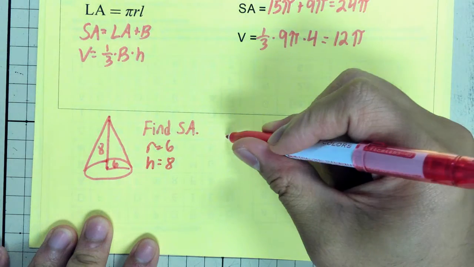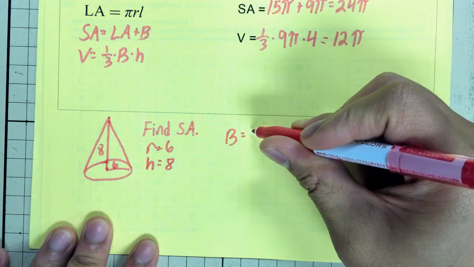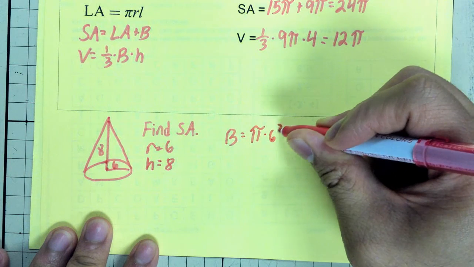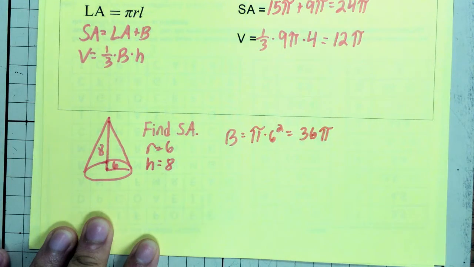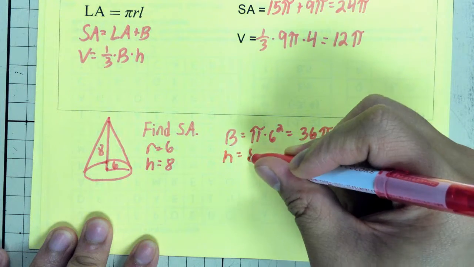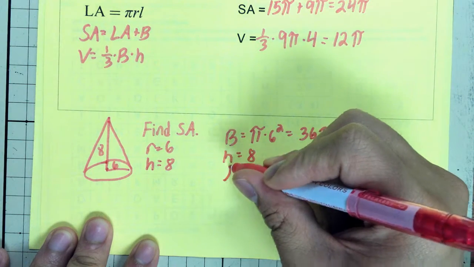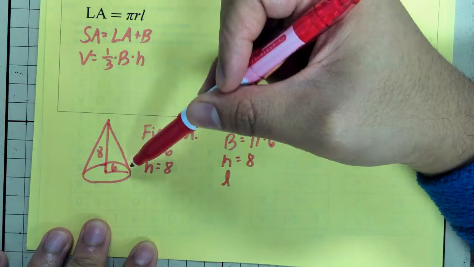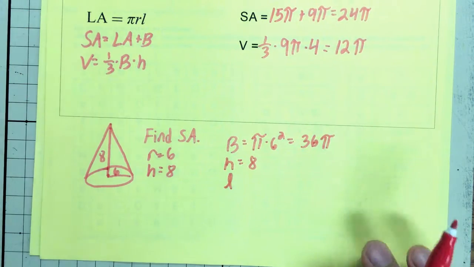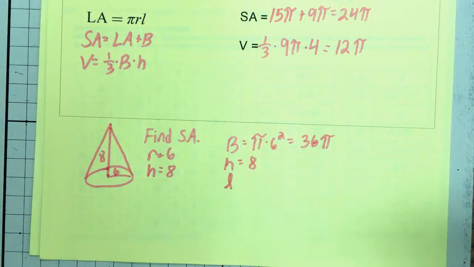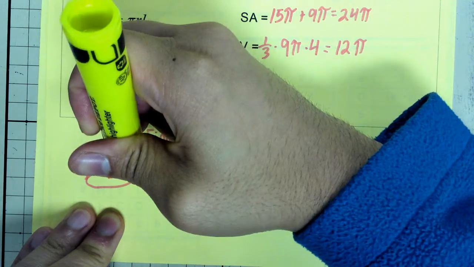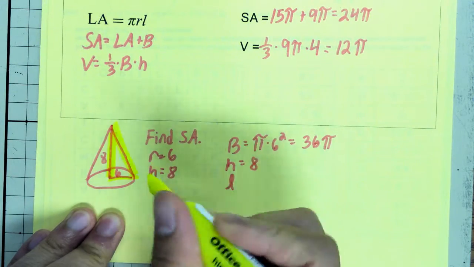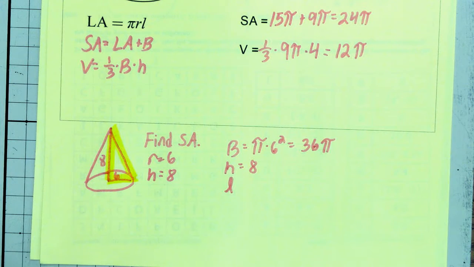So let's start with area of the base. Area of the base is still pi r squared, so pi times 6 squared gets me 36 pi. We know height equals 8, we'll still use that. What about slant height though? We are missing this diagonal side, and as you can see over here, we have this side, and that side, forming a right triangle. So this is something we can do here.